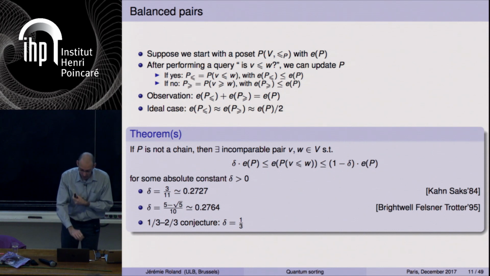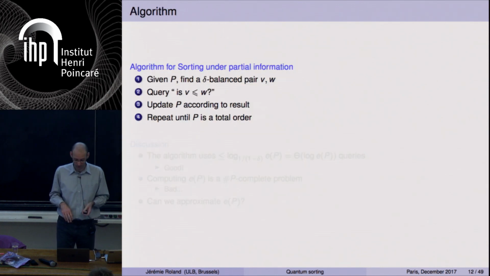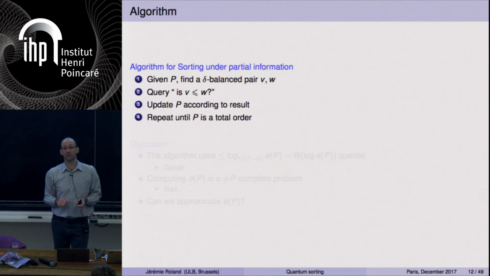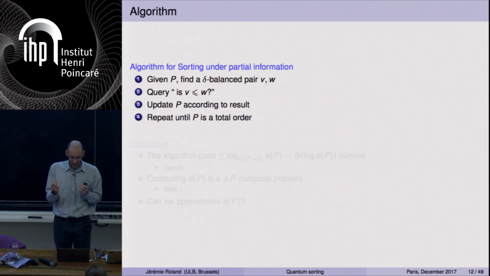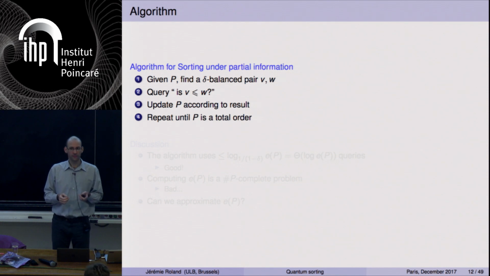I will not go into these theorems, but from this theorem, we immediately get an algorithm for sorting with partial information. If we are given some partial order P, we first look for a delta-balanced pair v, w, so a pair that satisfies the theorem I showed in the previous slide. I query this pair, is v less than w, and then I get an answer, and I update P according to the result. And now I know that this number e(P) will decrease at least by a factor delta, I guess.